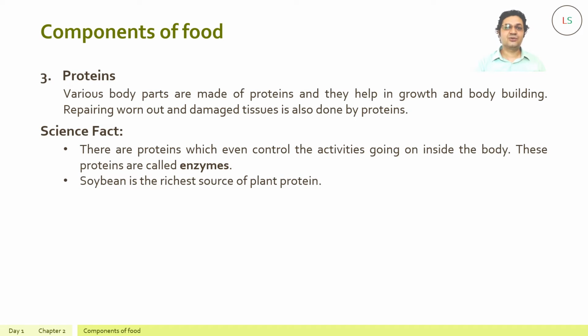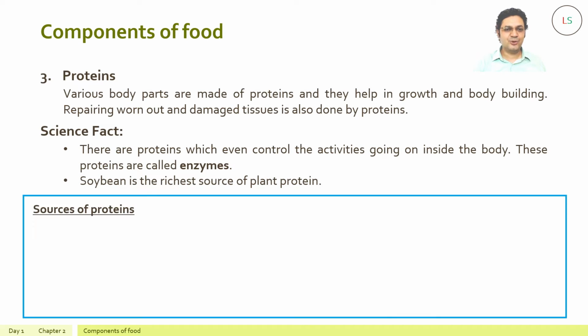Soybean is the richest source of plant protein. Proteins also give us energy, but far less in comparison to the carbohydrates and fats, and they are converted into energy sources only when both the carbohydrates and the fats are unavailable. Let's see the sources of proteins.